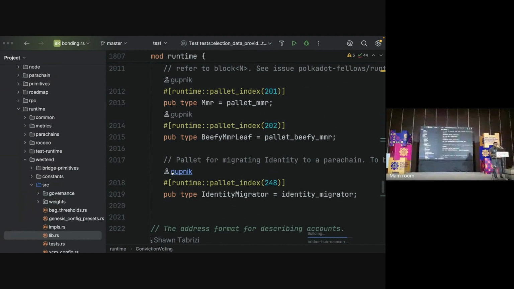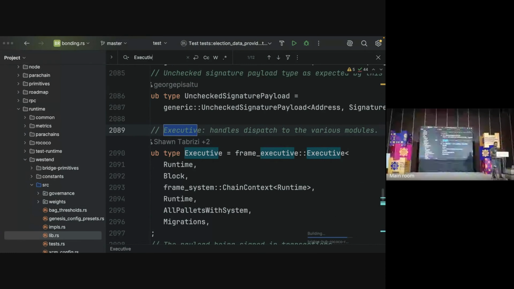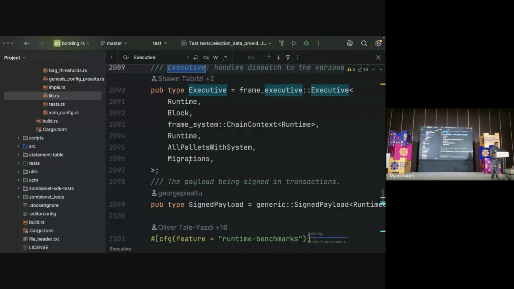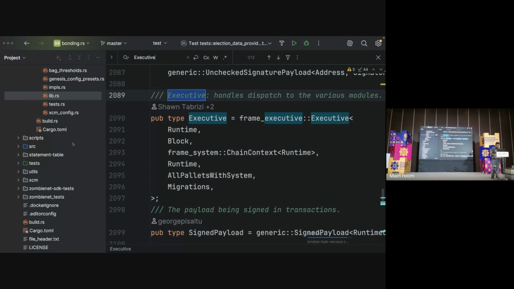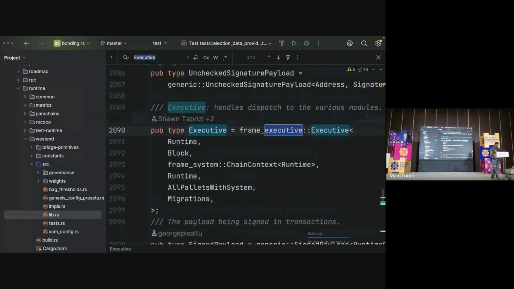Okay, where should we start? Executive? Sorry? Balances? Not system or executive? Let's look at a little bit of executive and then we can dive into pallets. So you can see there is this executive. So, okay, let's actually first look at where executive is getting used.